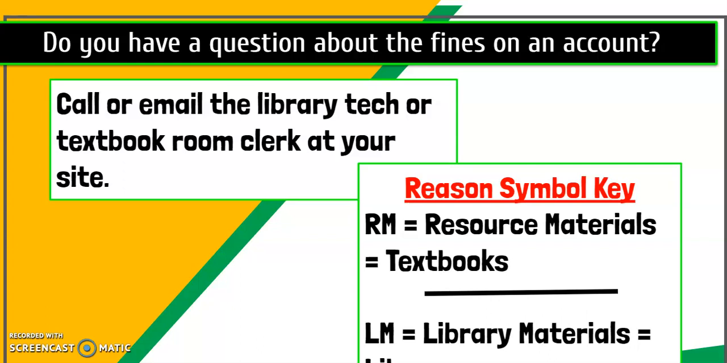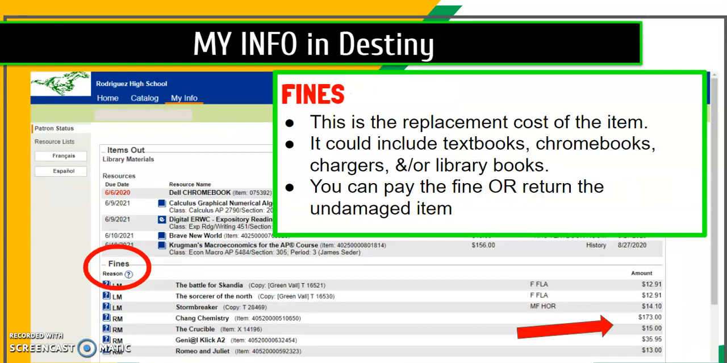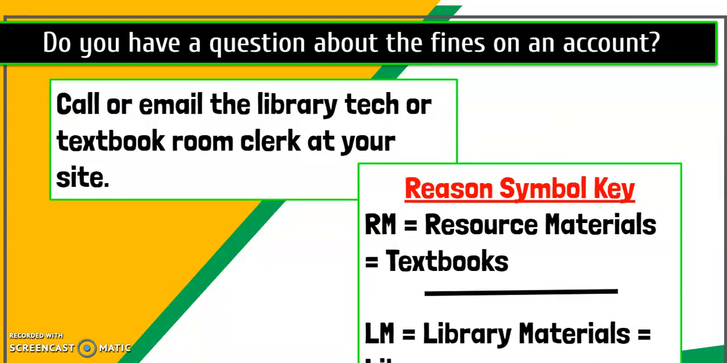So I have a little symbol key here. RM is textbooks and LM is library. So if you go back, you can see under reason for fines, it has a little code there, LM or RM, that tells you whether it's library or textbooks. But regardless, they're still on your account and you are responsible for them.